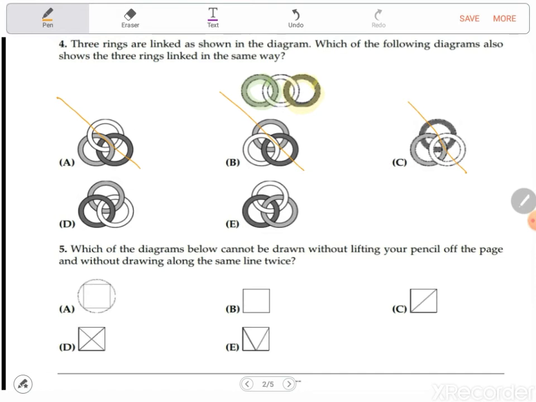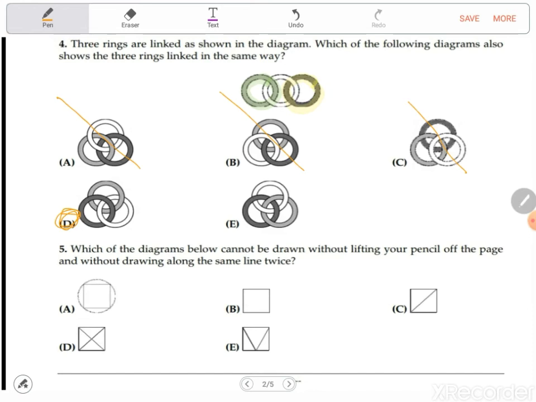However, D fulfills all the conditions of the original diagram, so D will be the answer, and it shows that white is linked with black and white is linked with gray. However, black is not linked with gray. So this is the correct answer. Let's move on to the next question.